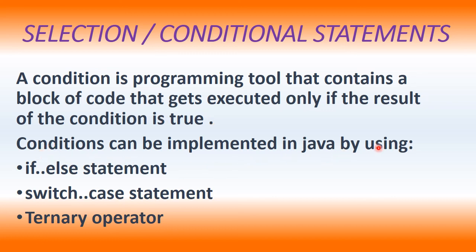Conditions can be implemented in Java by using these 3 types of statements in the conditional construct: the if else statement, the switch case statement and the ternary operator. All these statements you already studied in the previous class, but we will again do all of them in our next class. First of all, we will discuss the if else, then the switch case, and then the ternary operator. These are all very important from your exam point of view. So from the next class we will start the programming based on these conditional statements.